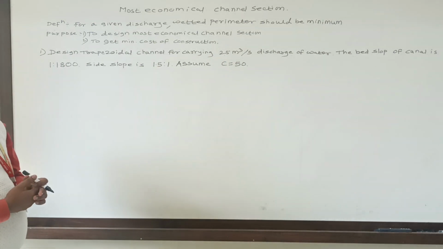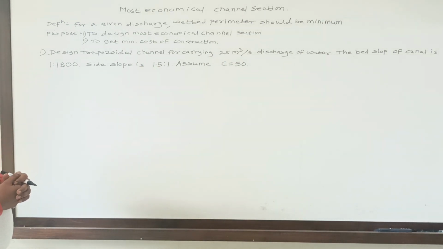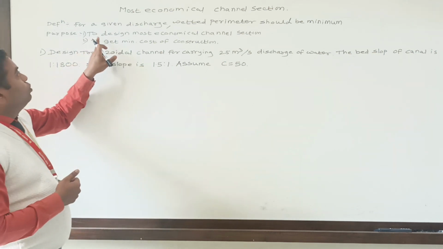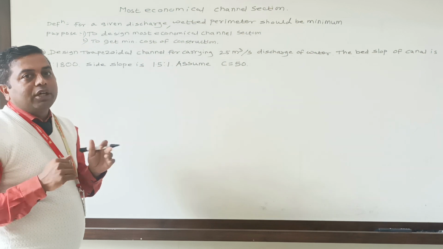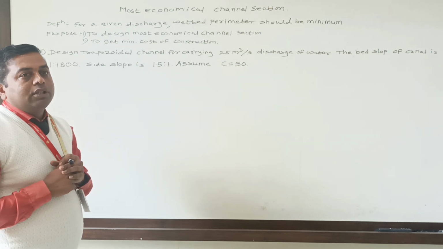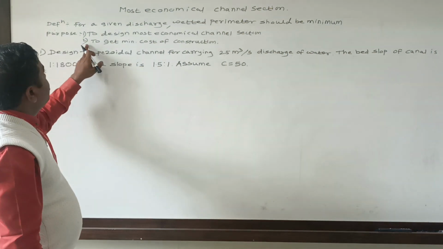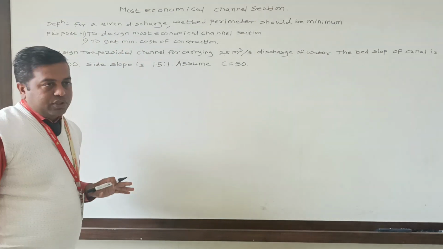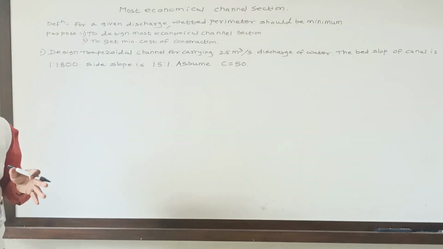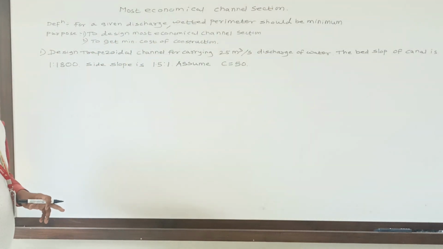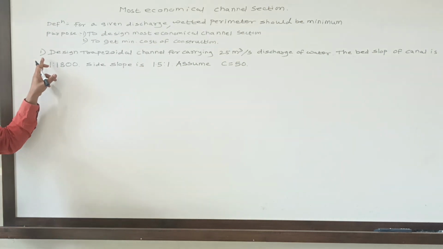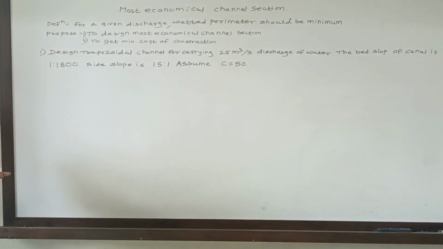Why do we design the most economical section? We have to design the most economical dimensions of the channel section, and second, to get minimum cost of construction. The cost of construction of the canal must be minimum. For that purpose we have to determine the most economical channel section, so we have taken one numerical to find the most economical section.